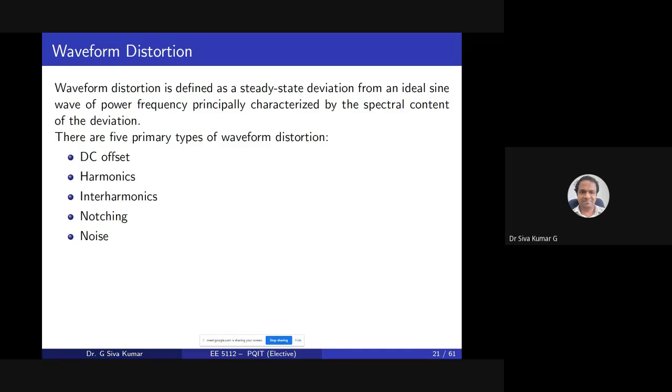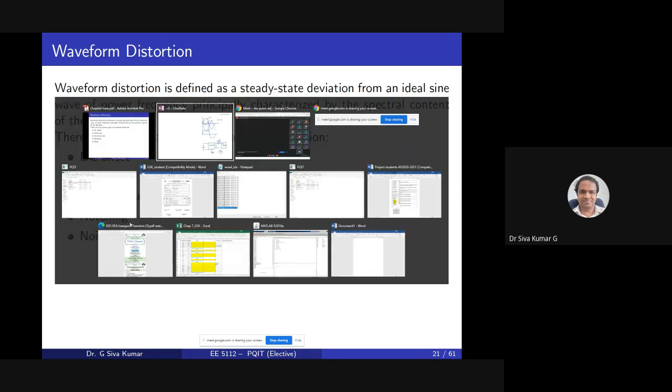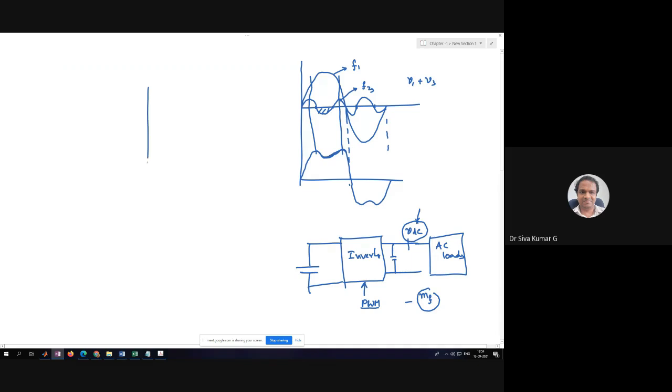in converters, especially in a single-phase fully controlled converter with the source inductance, and even three-phase also. Basically, what happens is there is a delay in commutation from one switch to another switch because of the source inductance. Because of that, what is going to happen here?